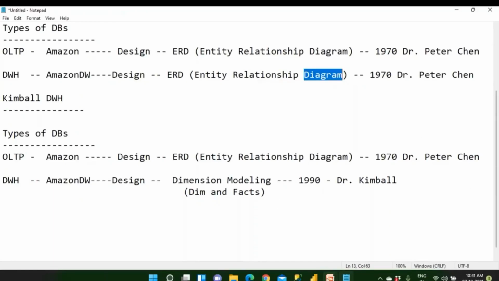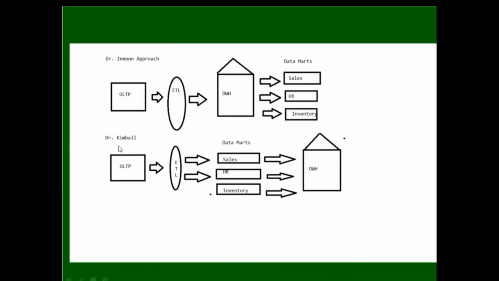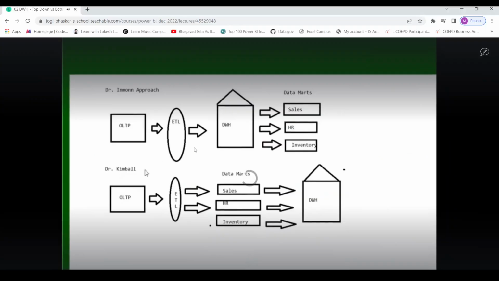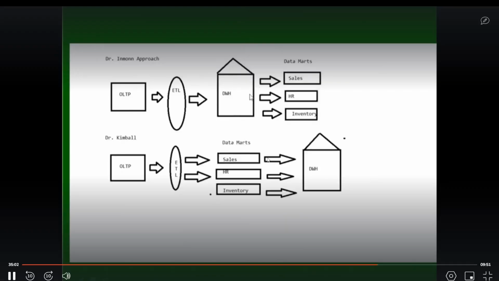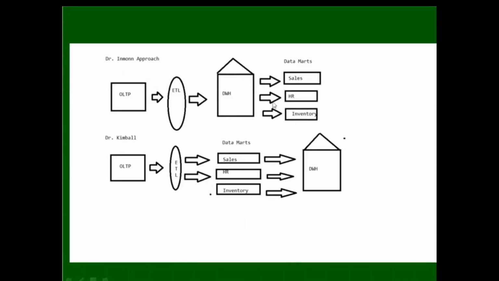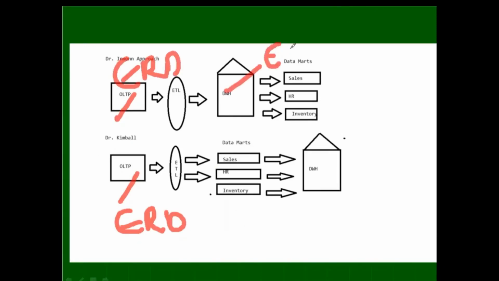So I told you two things about Inmon and Kimball. Inmon says you create a data warehouse, then you derive a data mart. That is one. And Kimball says you create data marts, then create a data warehouse. That is one difference. Second difference: for OLTP databases and data warehousing databases, Inmon says ERD modeling can be used to design. But Kimball says OLTP databases can be developed with ERD, that is fine, I don't mind. So here it is also ERD, that is no problem. But for this one, this guy says dimension modeling.